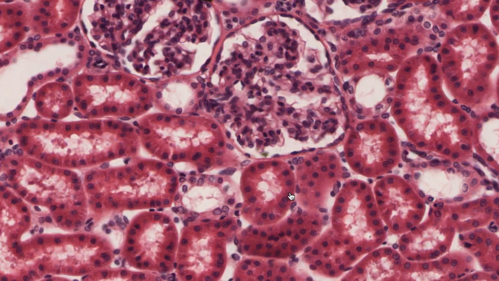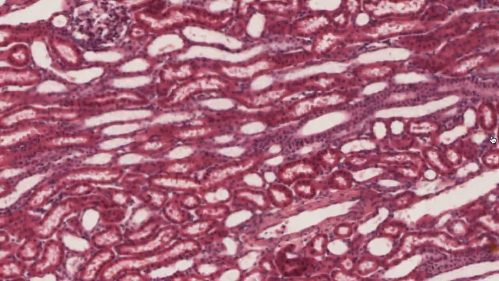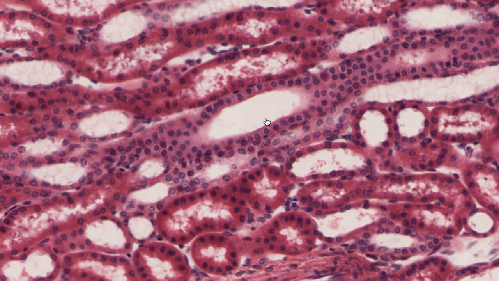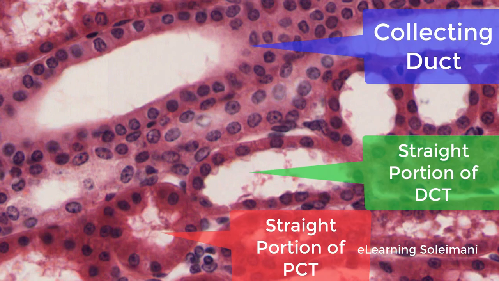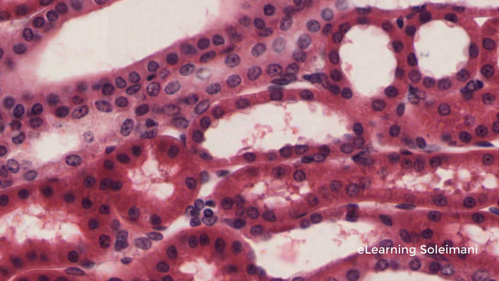The third type of tubule in the cortex is the collecting duct, which is seen in the medullary rays. The epithelium is simple cuboidal or low columnar. A straight portion of proximal and distal tubules and collecting tubules can be found in a medullary ray.